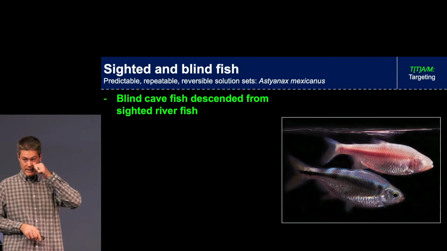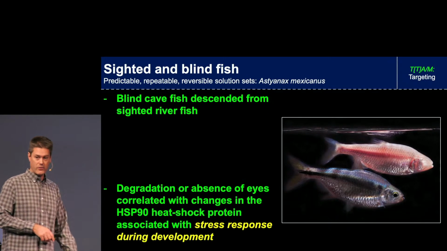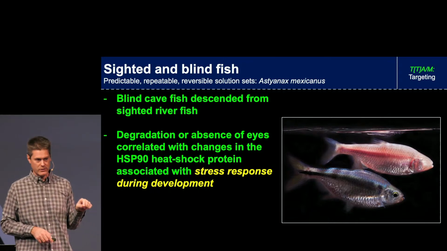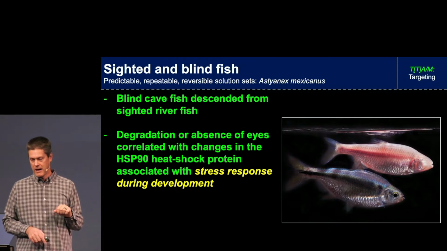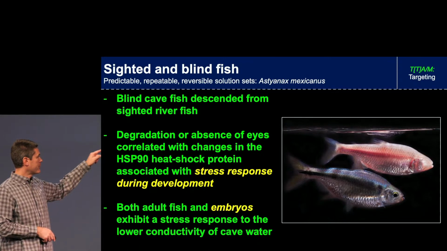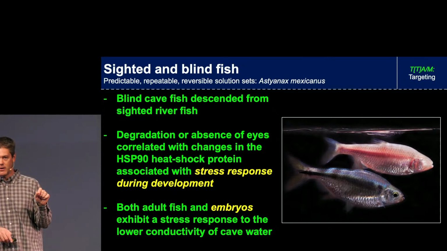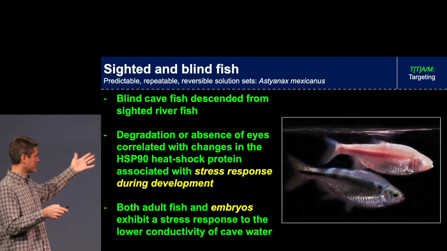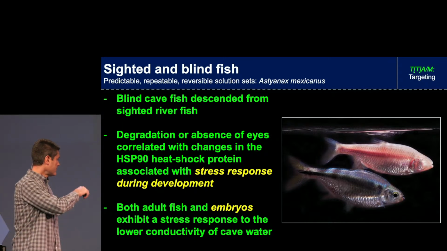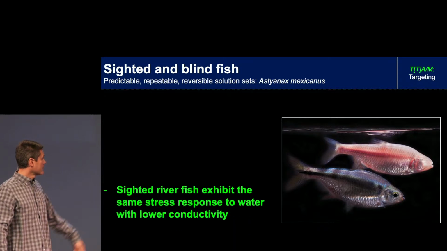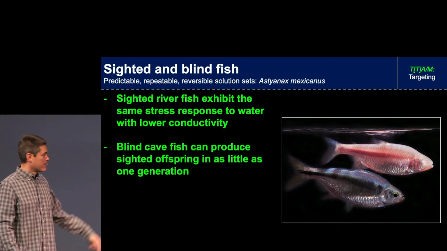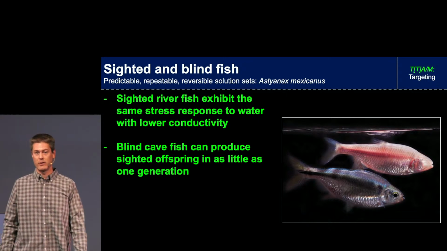So the blind cavefish descended from those river populations. What's been discovered is that the degrading or absence of the eyes is correlated with a specific protein called the HSP90, it's heat shock protein, which is a protein that the fish produce as a stress response. And that happens during development, while they're still in the egg. What's interesting is that both the adult fish and the embryos exhibit this response when they detect lower conductivity of water, which caves have water with lower conductivity that's been discovered. And in addition to that, the river fish have the same exact response to water with lower conductivity. So it's also the case that blind cavefish can produce sighted offspring in as little as 1 generation.